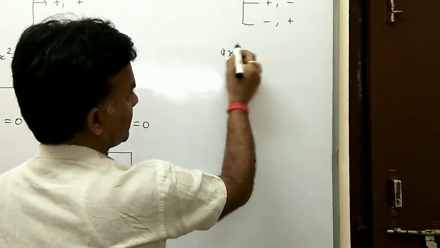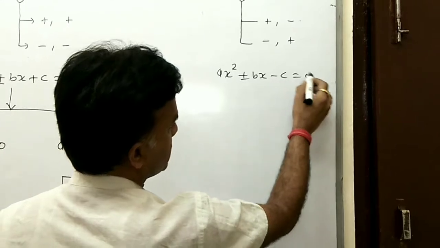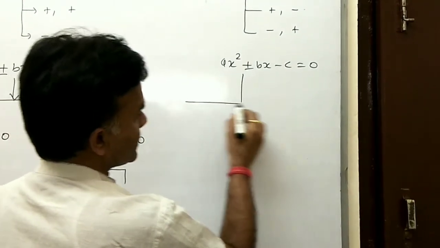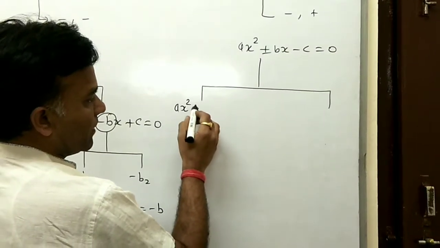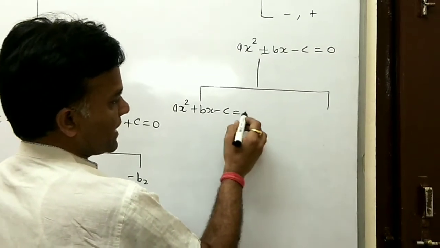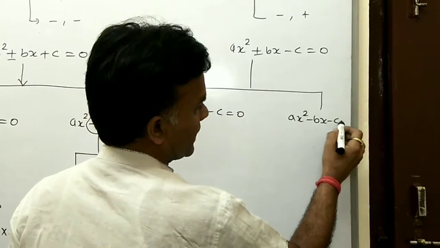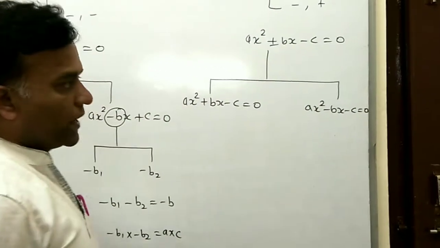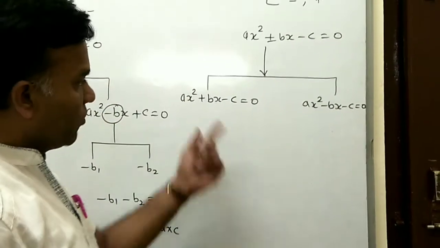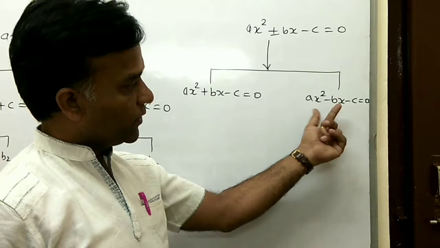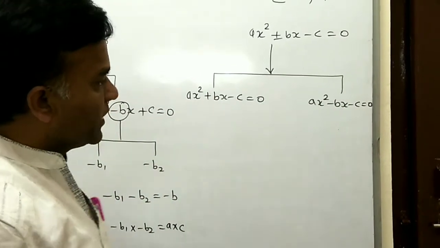Same concept as before: x square plus or minus bx minus c equal to 0. So two cases arise. The first equation is x square plus bx minus c equal to 0, and the second form is x square minus bx minus c equal to 0. Okay, so you have two quadratic equations, two formations. In both, the last term is negative, while the middle term is positive in one and negative in the other.